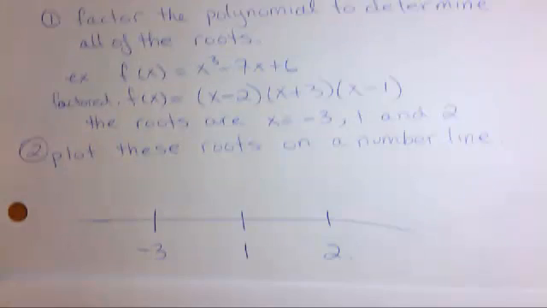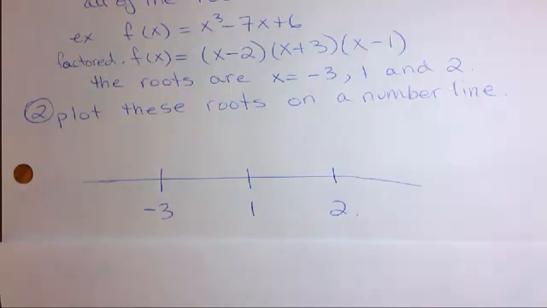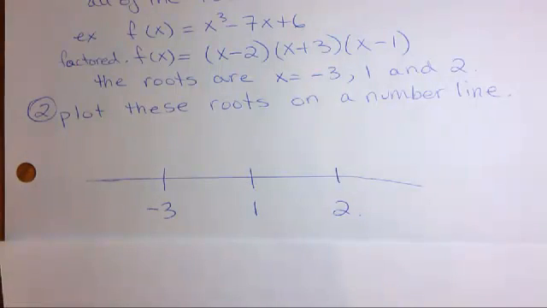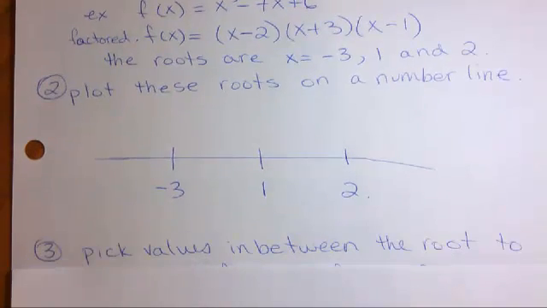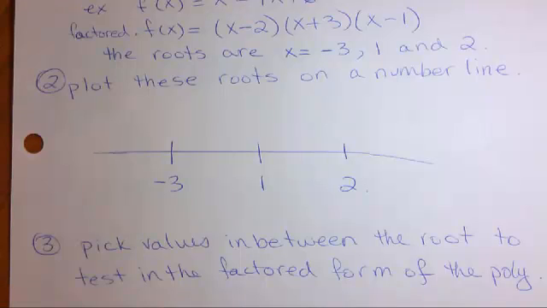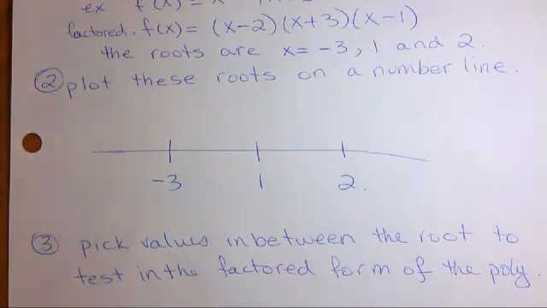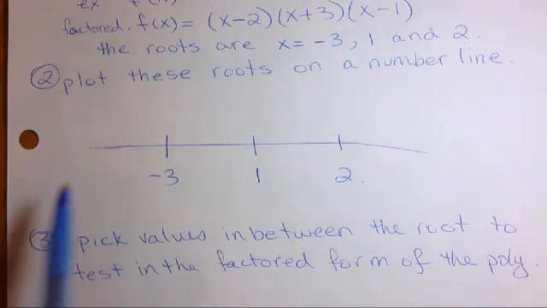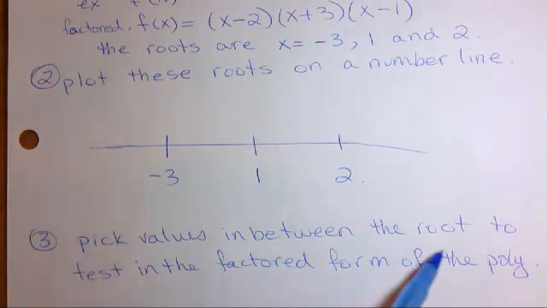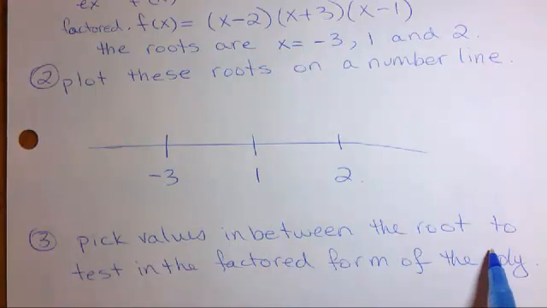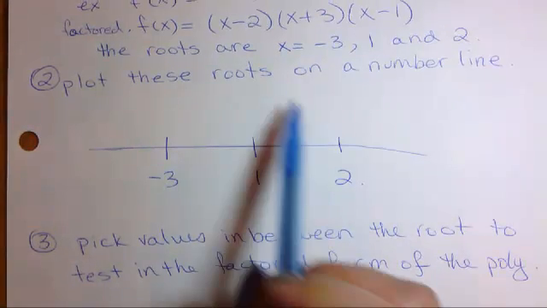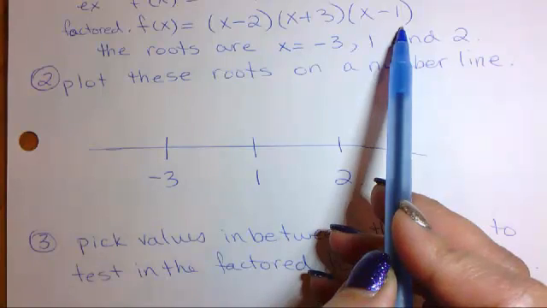Your number line doesn't have to be to scale. It just needs to be big enough so that you can do what we're going to need to do, and you'll notice once we get into it. So now you've got your diagram here. This is actually going to turn into our sign diagram. And we're going to choose values in between the roots. So we're going to test them in the factored form of our polynomial.